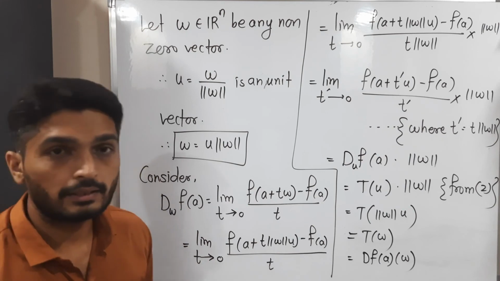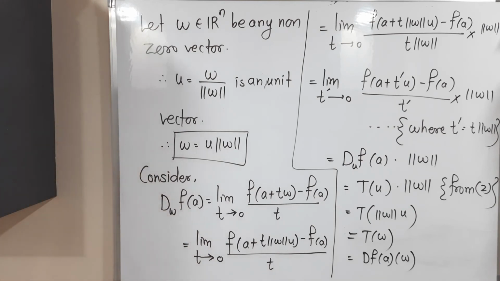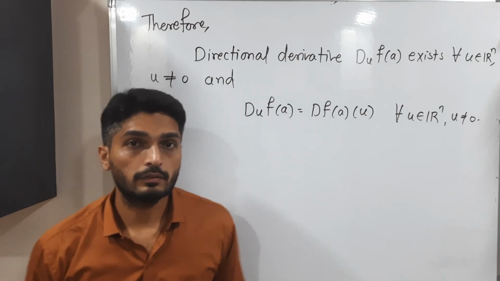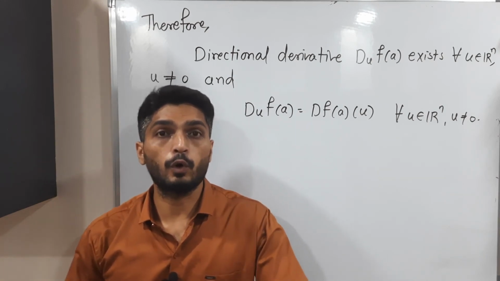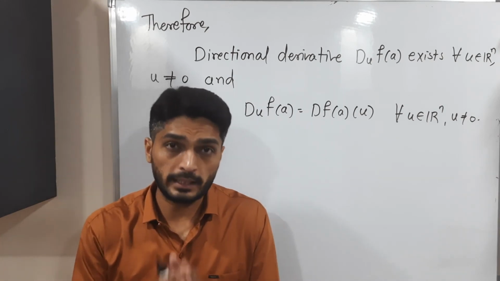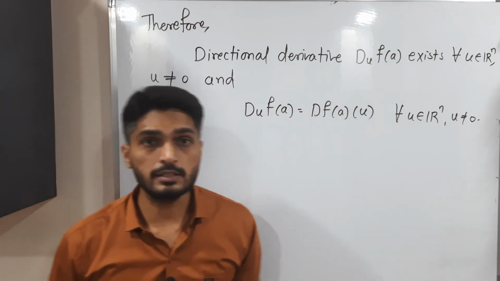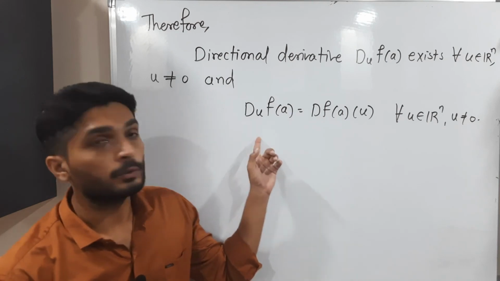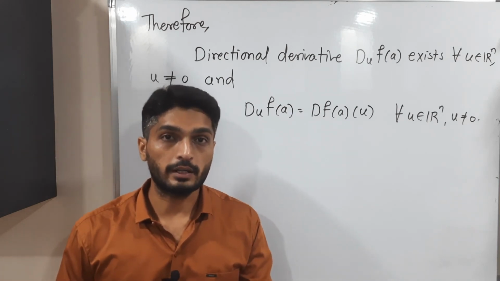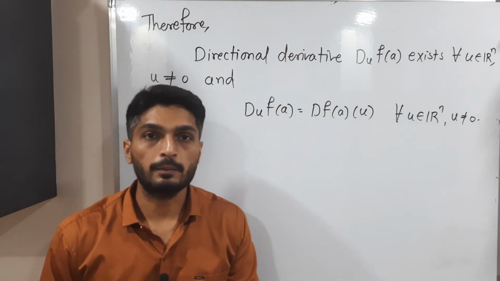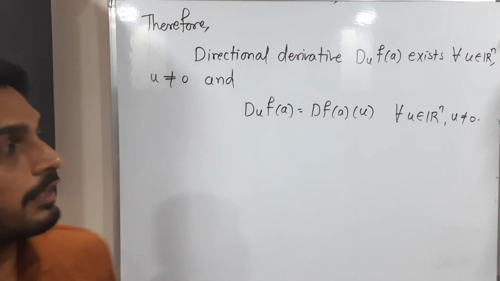Let me complete this proof, just make a screenshot of it, then we will go further. So in this way we have proved it for unit vectors and for non-unit vectors. Therefore we can conclude that the directional derivative exists, and it is equal to the total derivative of f at a, which is operated on u. So this is the required proof. Make a screenshot of it, after that we will stop.